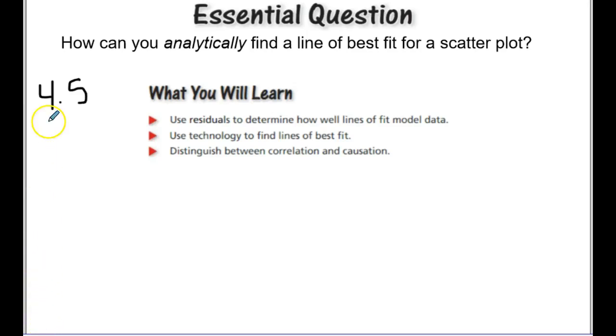All right, here we're learning in section 4.5. So our big learning targets today are we're going to be using residuals. We're really going to be just looking at what residuals are, and then we're going to use those to help us determine how well our line of best fit models our data. We're going to be using some technology today, and I'm going to show you a great online graphing calculator that you can always use if you don't have your own calculator. And then we're going to be looking at correlation and causation.